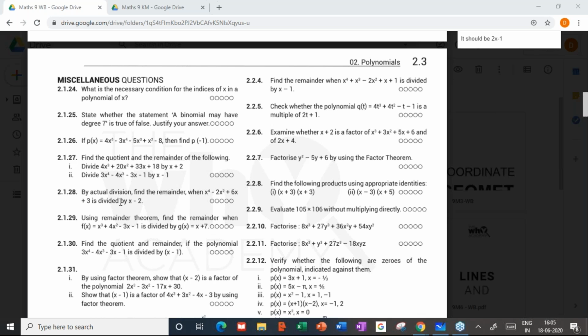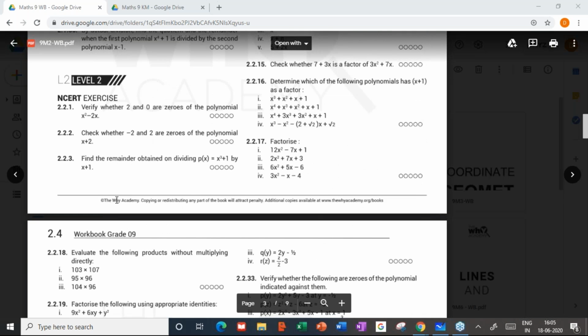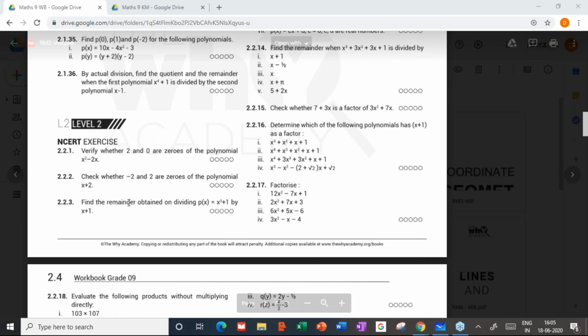The last type of question is like this question here at the end: find the remainder obtained on dividing p of x by x plus 1. Here they have not specified either long division or the remainder theorem. So in this case you have to take a choice. The decision is left to you. Whichever method you find easier, always resort to the easier one, because you don't have much time to perform both methods.